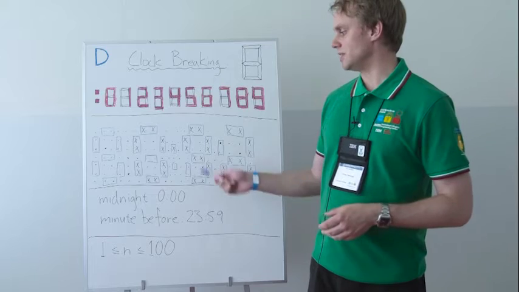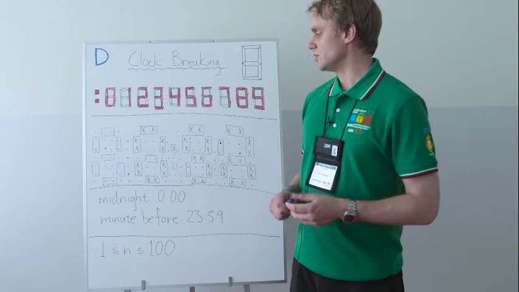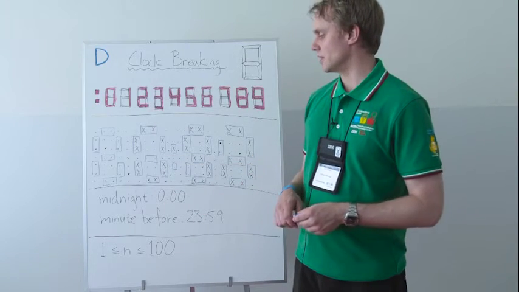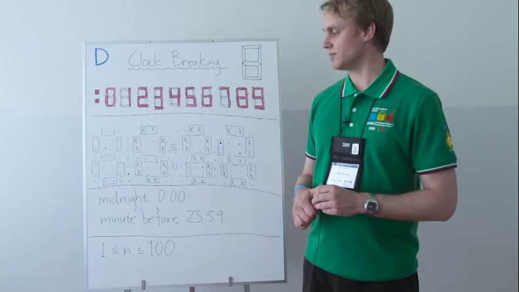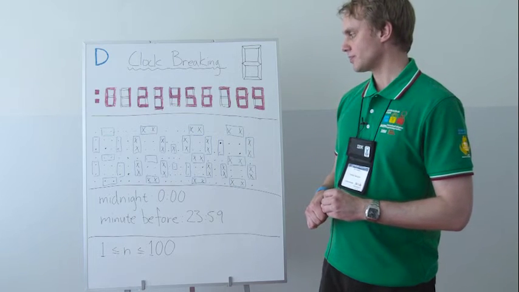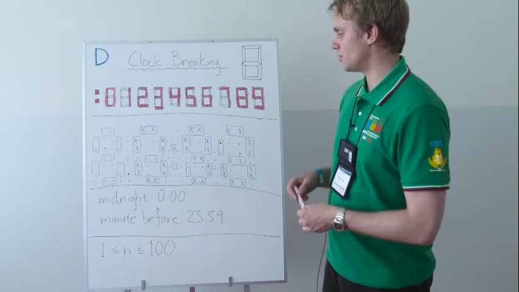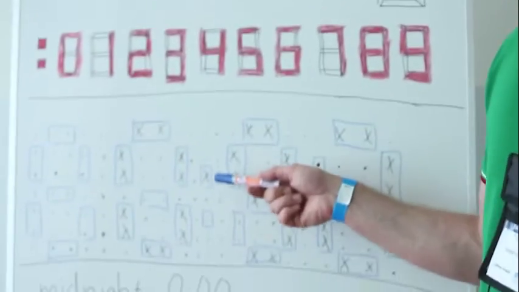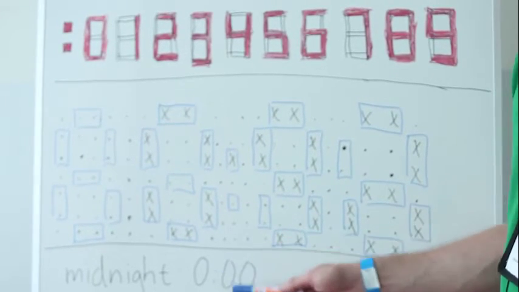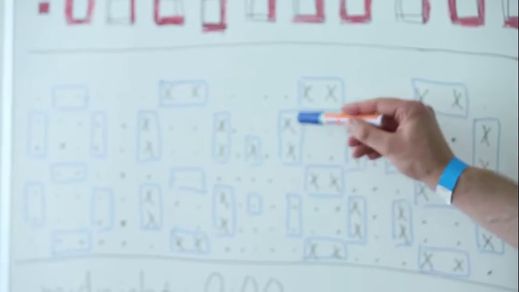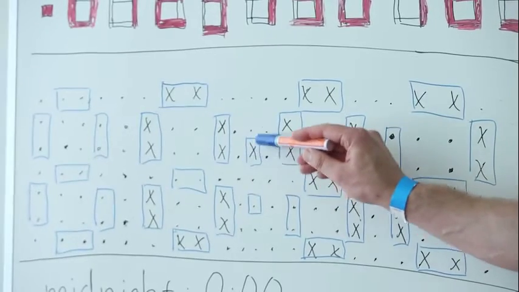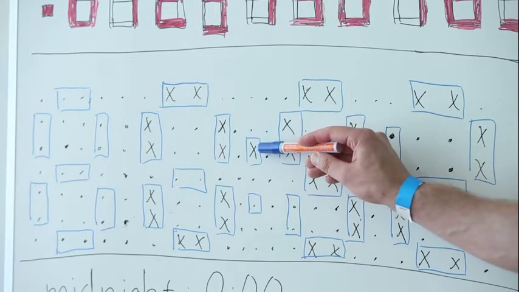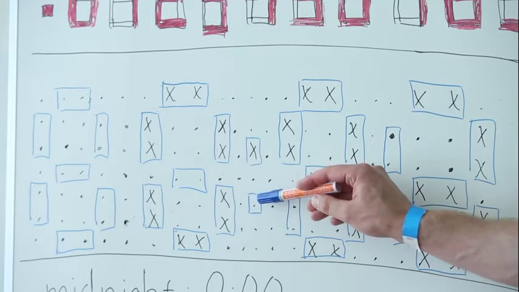So it might be that it's impossible to have these segments that we're given as well. For example, what we know here is that these colons are supposed to be on at all times. So here we see that one of the colon segments is on while one is off.